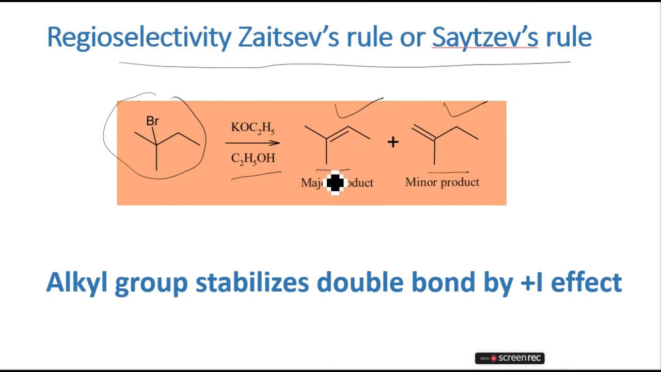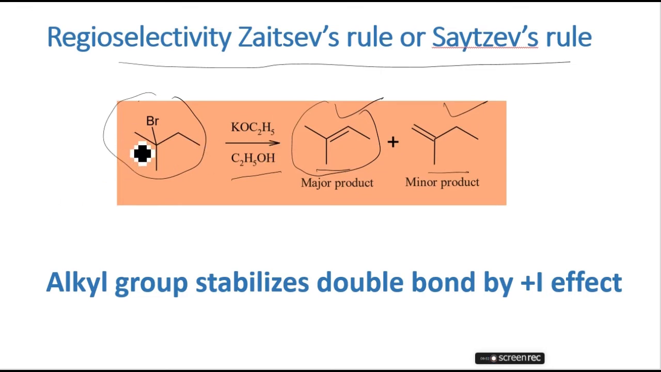But according to the Zaitsev rule, the more substituted alkene will be formed. This is the more substituted alkene. You can see this double bond has 2-methyl and 1-methyl. Here in this double bond, there is no methyl. So the more substituted alkene is formed, and this will be the major product.